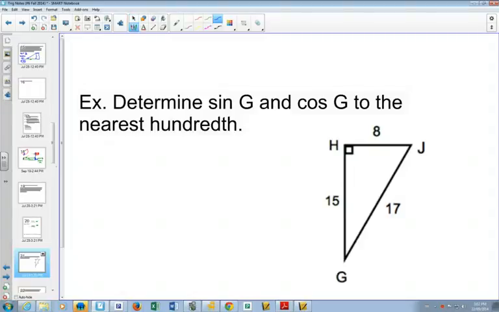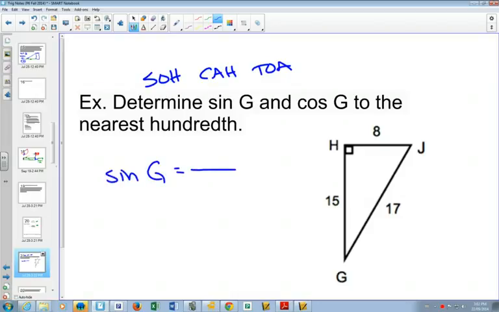Just like we found for tan. Now, what's going to happen is you're often going to write this out just so you have your definitions handy. Now, we want to find the sine of g. Sine of g is a ratio. It's, according to our definitions, the opposite side over the hypotenuse.